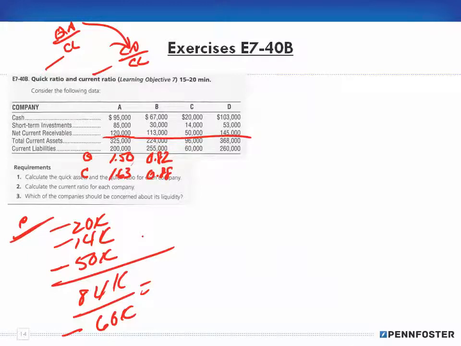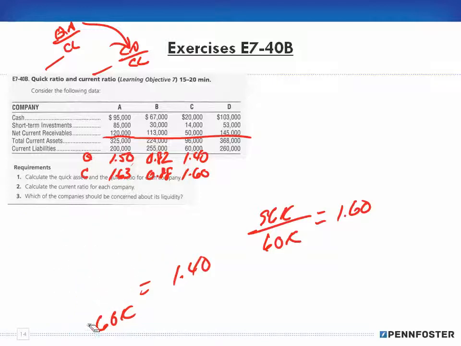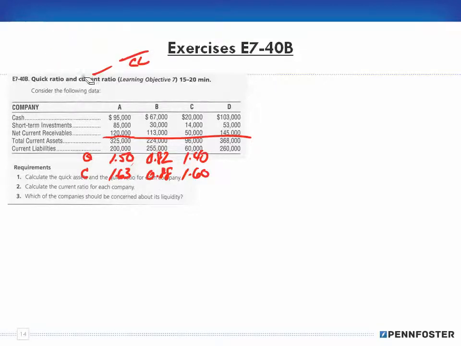So 84,000 divided by 60,000 gives us 1.40, and then the same thing for your current ratio. Current ratio is your current assets of 96,000 divided by your current liabilities of 60,000, and that gives you 1.60. And also think about, what's the purpose behind having a quick ratio versus a current ratio? Why do you have 2 different ratios?